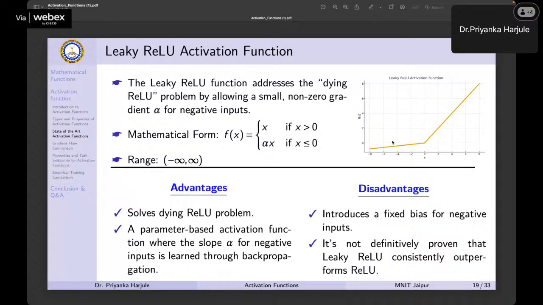The disadvantages include that there is a fixed bias for the negative inputs, so it might not generalize well in all the tasks. Okay. And the second disadvantage is that it's not always performing better than the ReLU. Some data sets or networks work fine with this leaky ReLU. Some may work fine with the plain ReLU as well. So this is about the leaky ReLU function. So this is also quite popularly used in the deep CNNs for small data sets.